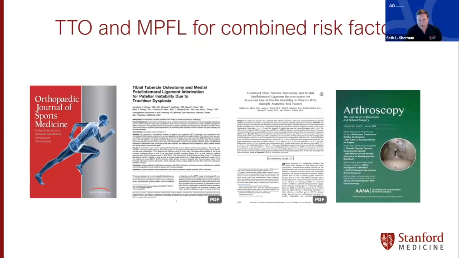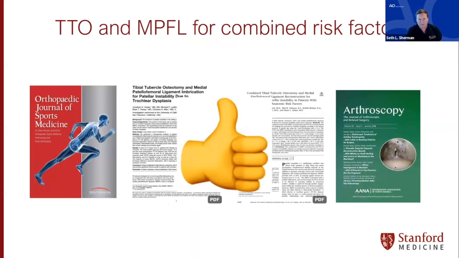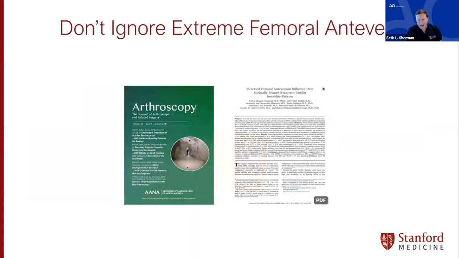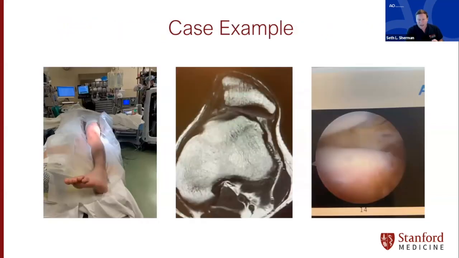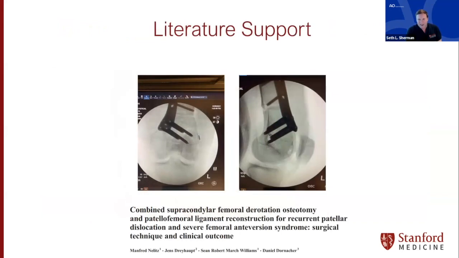If you look at these papers, yeah, these patients had multiple other risk factors, but MPFL TTOs were able to solve their problem. So I think we have to keep that in our minds. That said, don't ignore extremes of other things like femoral version. There's clearly literature to support derotations. And when you have patients like this with severe dysplasia, derotation, failed prior surgeries, then maybe going to the tubercle is not the answer. And we can look to the literature, and these are rare, but these are real.